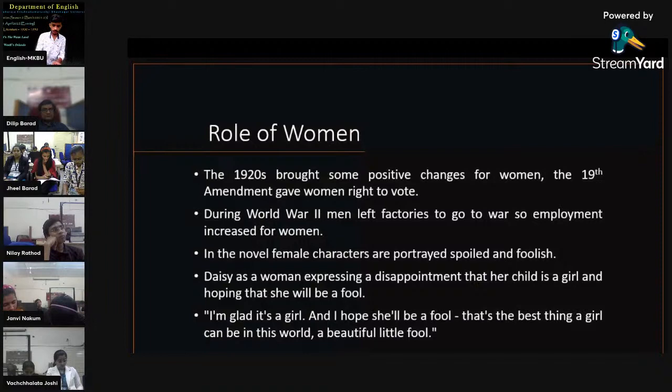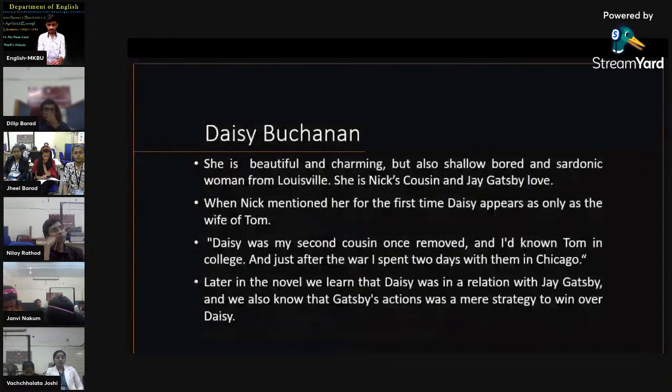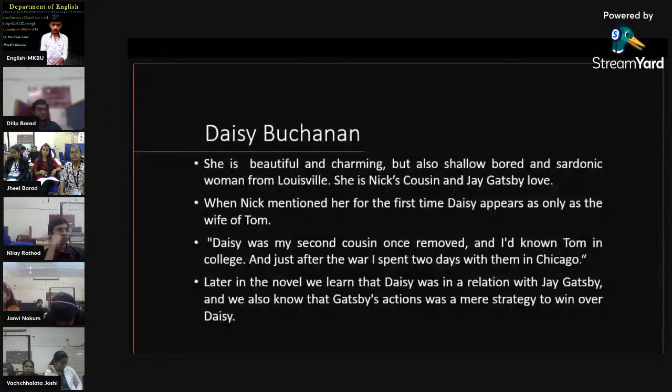Daisy Buchanan. From outside, she is beautiful and charming, but from inside, she is a bored, shallow, and sardonic woman. When Nick mentions her for the first time, as readers we feel that Daisy is his cousin, and at first glance we think she is the wife of Tom Buchanan, and we don't think there will be any relationship between Gatsby and Daisy. But later in the novel, we learn that Daisy was in a relationship with Jay Gatsby. We also know that Gatsby's actions were a mere strategy to win over Daisy, and that is why he was throwing constant parties.